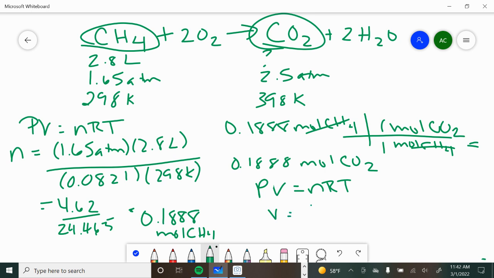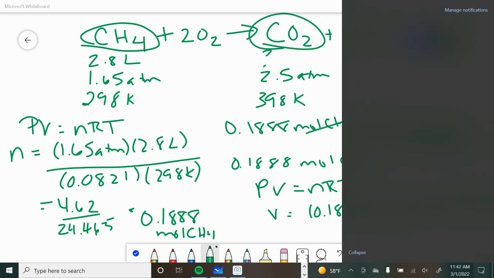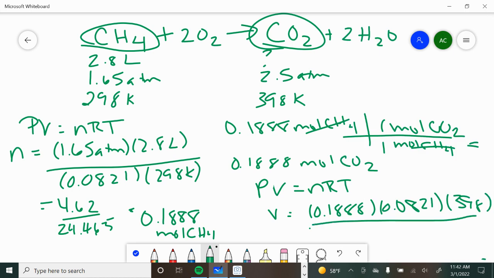So my volume is going to be equal to 0.1888 times 0.0821 times 398 divided by 2.5. That gives 2.46 liters of CO2.